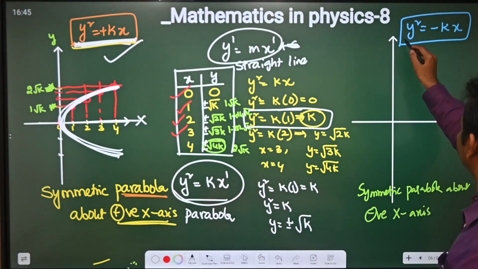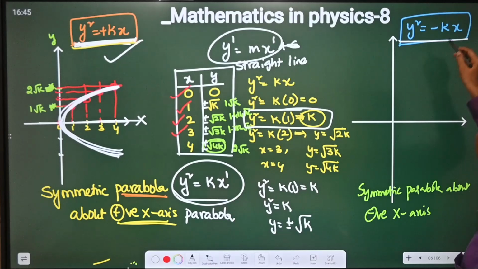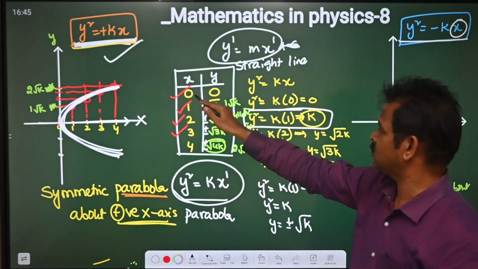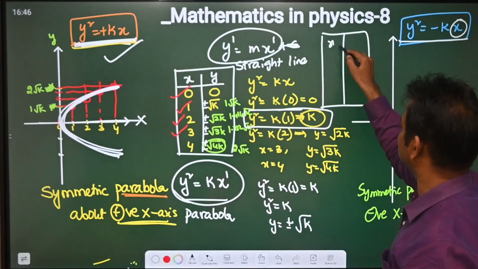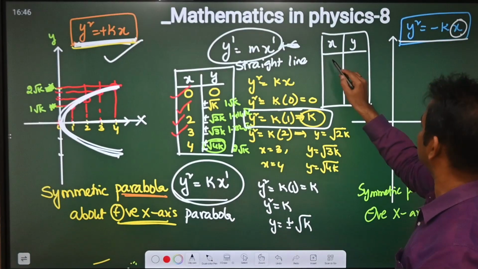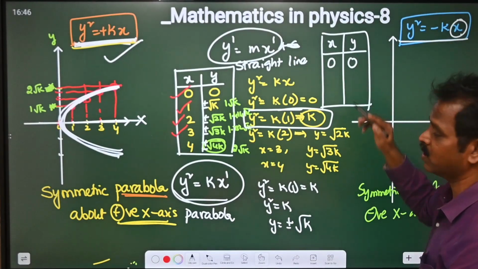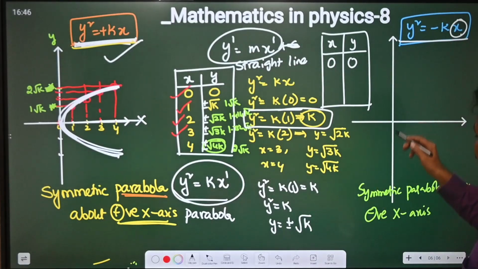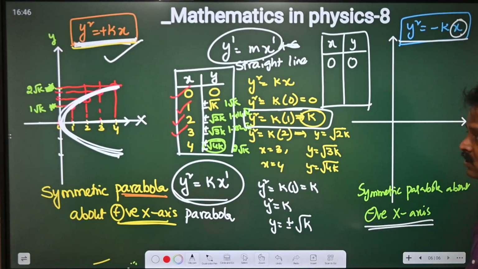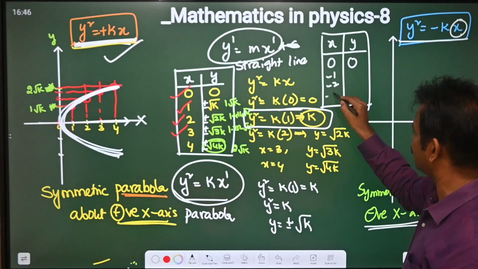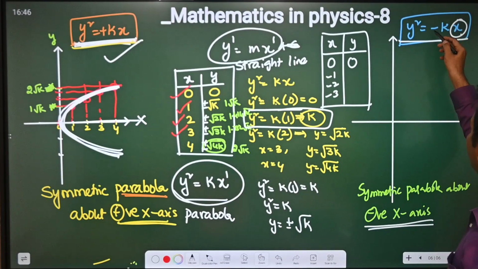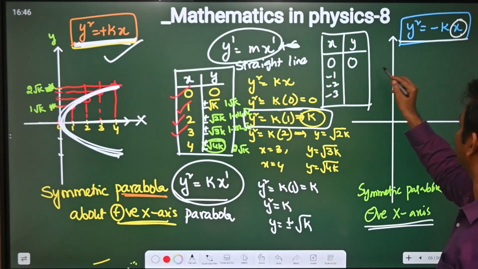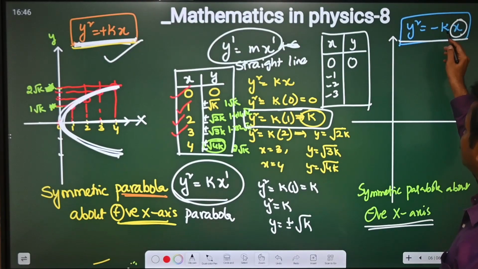And what about y square is equal to minus kx? Suppose we take x is equal to 0 for the same setup we are drawing, with x and y. When x is equal to 0, y should become 0. As it is about the negative x-axis, I will take x as minus 1, minus 2, minus 3. So x is equal to minus 1, and this will become y square is equal to minus k into minus 1.